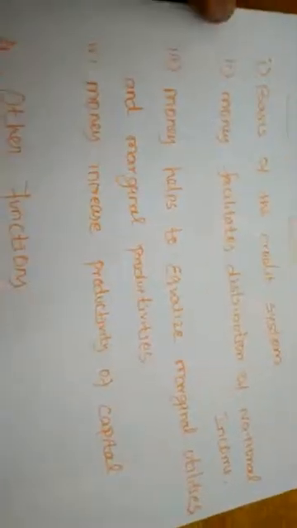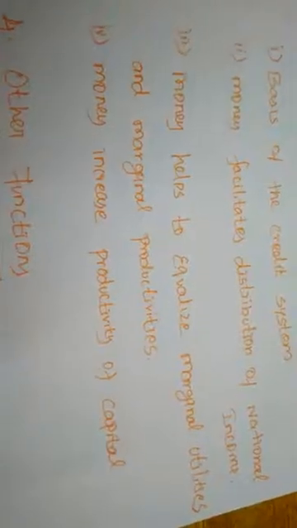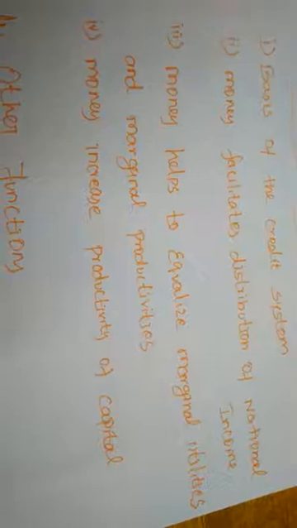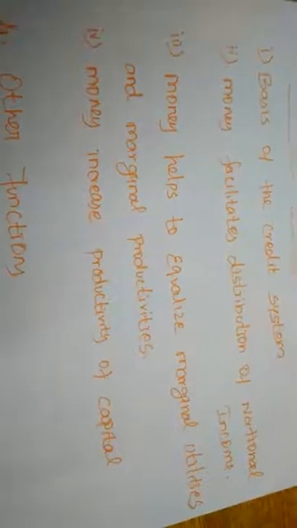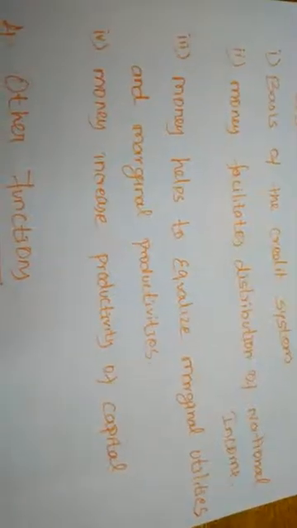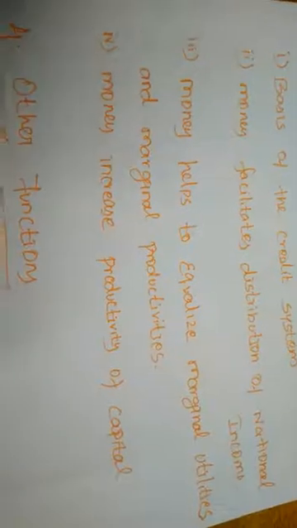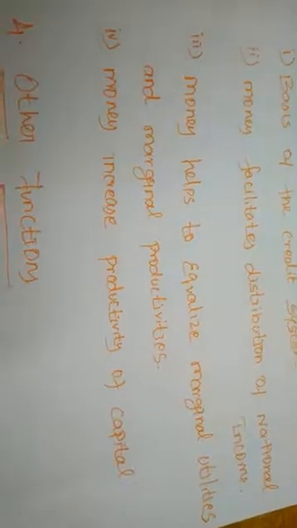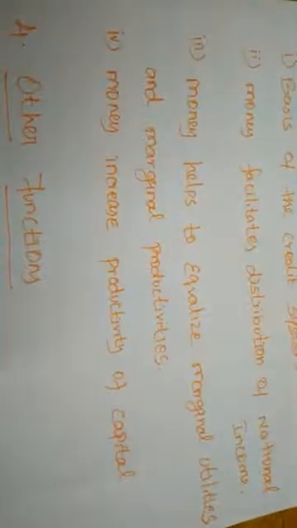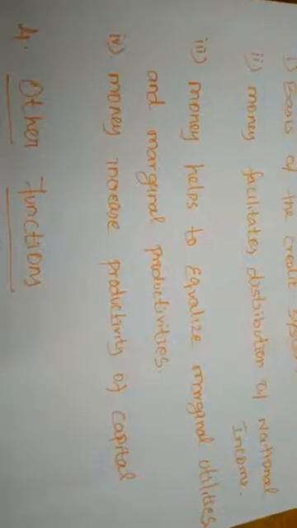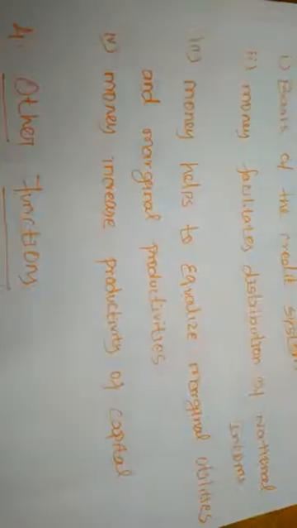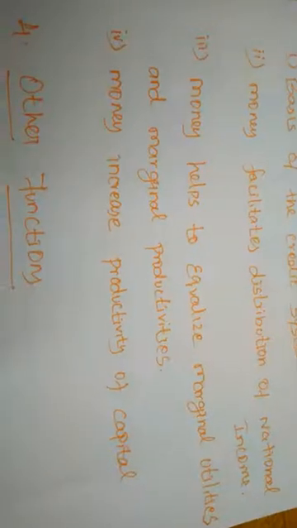Okay, money helps to equalize the marginal utilities, which we will study about later. Already we have studied equi-marginal utility in our 11th also. When we have 10 rupees, we have to get equal marginal utility from different kinds of goods. We have 10 rupees and we want to consume more commodities, and when we are consuming more commodities, we want to get more or equal satisfaction.